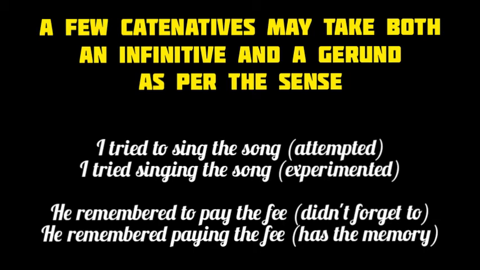Similarly, in the sentence he remembered to pay the fee, the catenative verb remembered is followed by the infinitive to pay. It means he didn't forget to pay the fee. In the second sentence, the same catenative verb remembered is followed by the gerund paying, which means he has the memory of paying the fee earlier.